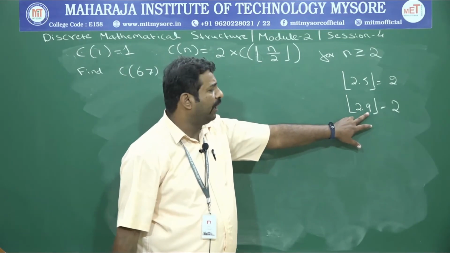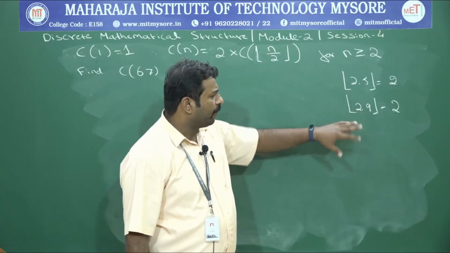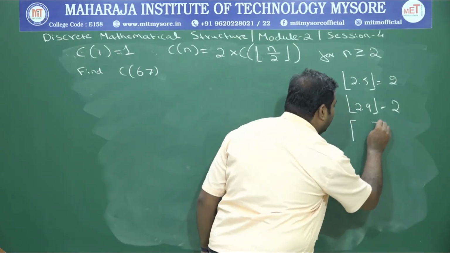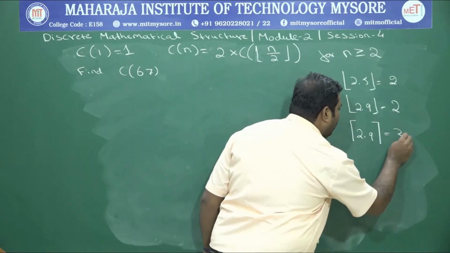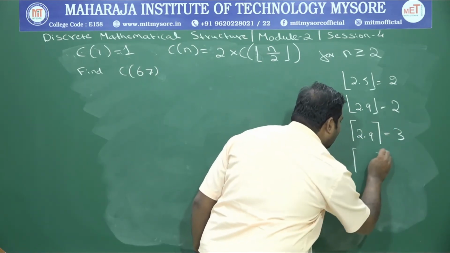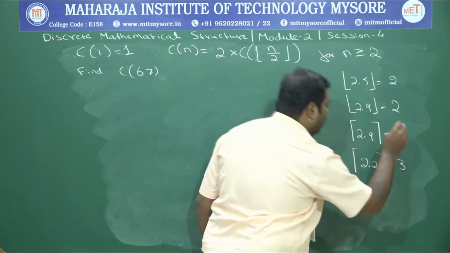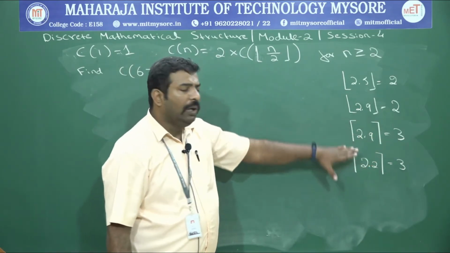Fine, I am not rounding off to the nearest value, hence I am going to use this as floor. It's a floor operator. And in case I give the ceiling of 2.9, this will be 3, and the ceiling of 2.2 will be again 3, because I am trying to round off to the upper value. With the floor, I am trying to round off to the lower value.